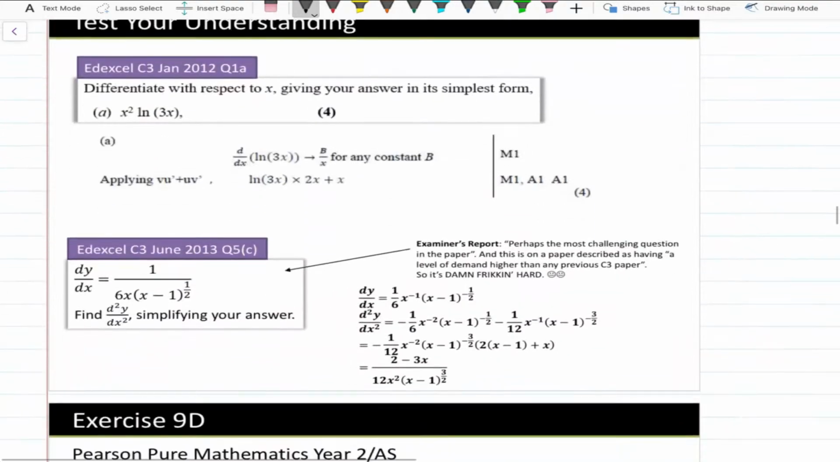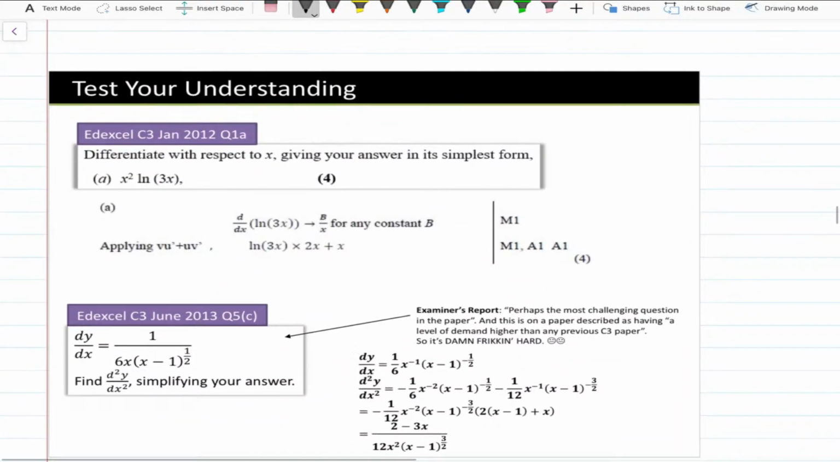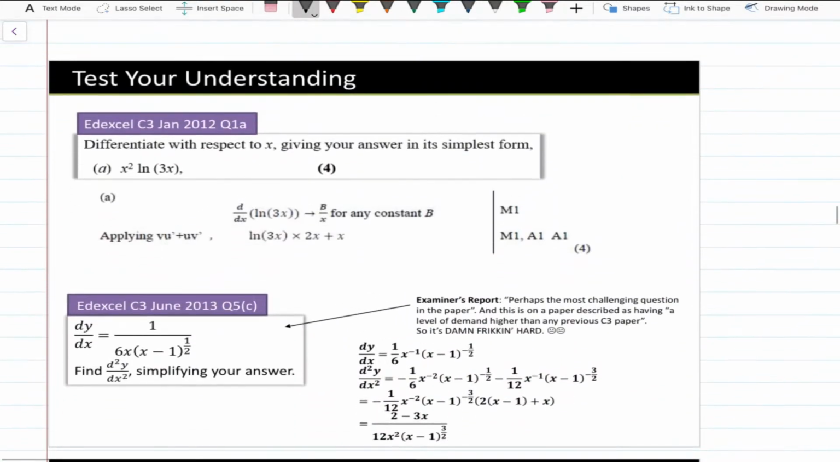Just check that. Yeah, good. All right, so we'll finish that up there. We'll look at the quotient rule next time. We'll continue on.